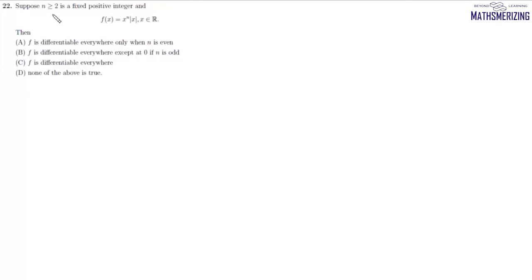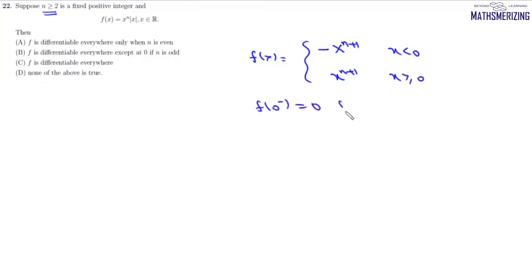Now question number 22 is, for n greater than or equal to 2, f(x) is defined as x to the power n into mod x. We have to find the points where this function f is differentiable. Now we can write this function f(x) as minus x to the power n plus 1 when x is less than 0, and x to the power n plus 1 when x is greater than or equal to 0. Now f(0) negative will be 0, f(0) positive is 0, and f(0) is 0. That means this function f is continuous for x belonging to R.